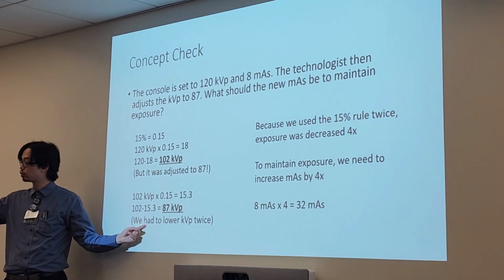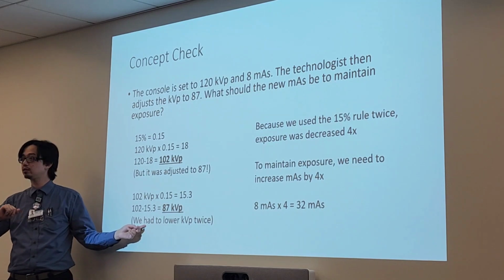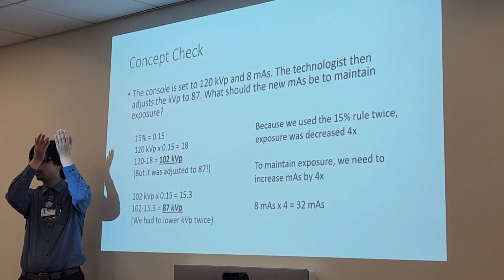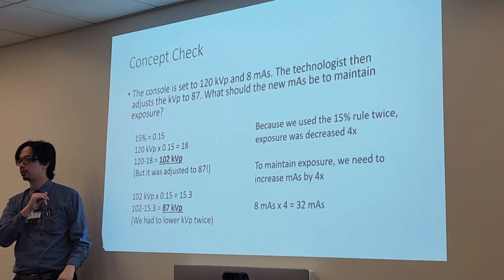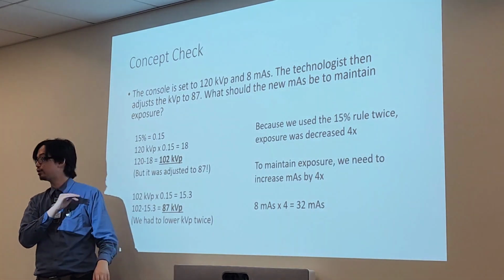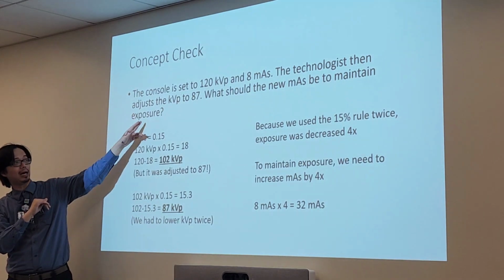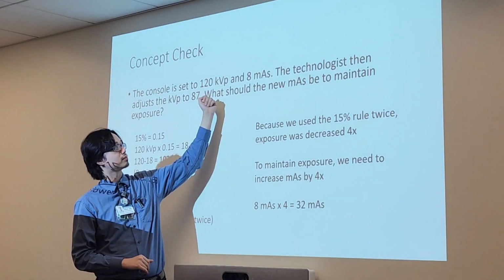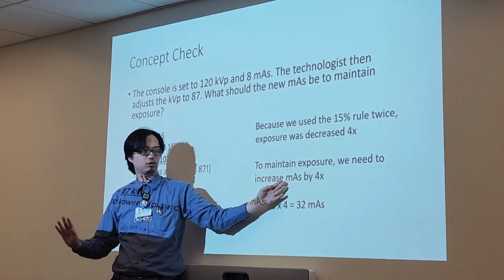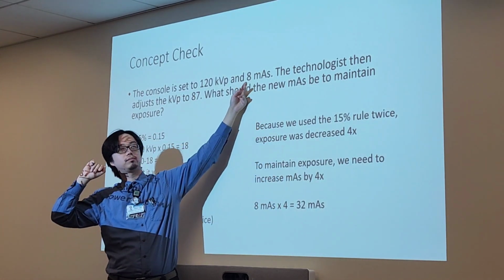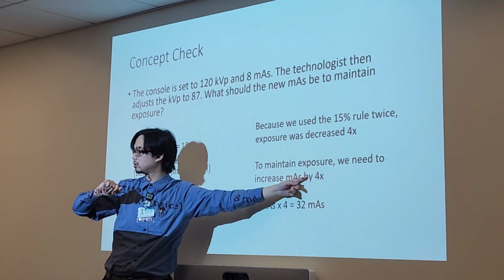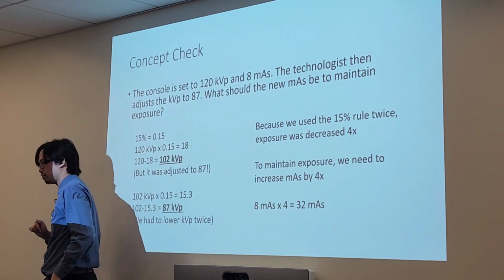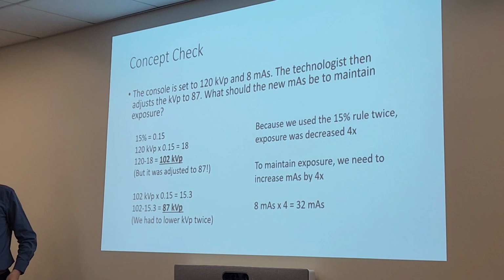Yes. Good. Exposure went down by 4. Which means we need to do something to raise that exposure back up by 4 to counter the change caused by the KVP. And what factor are we changing to counter KVP? Mass, right? It's asking what the new mass should be. That's right, so we went down by 4, so we go back up by 4. Original mass is what? 8. And it'll go up by 4, so what do we do? Times 8 times 4, and we get 32. Very good.